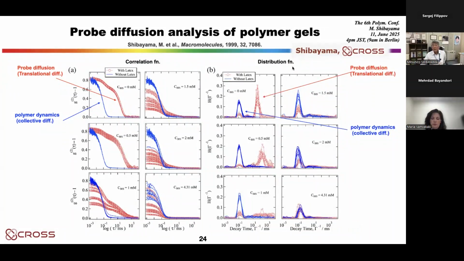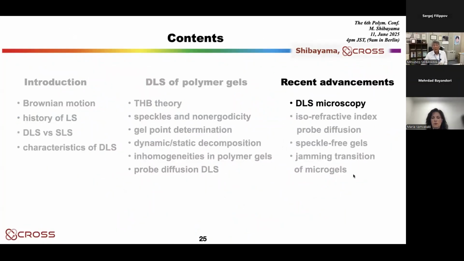They show the distribution function. This is more interesting. Here, it survives irrespective of the cross-linker concentration, but the probe diffusion, like starting particles, gets slower and then they disappear. So this means because of the cross-linking, the polymer probes cannot move. So the distribution function analysis, in a sense, is much more sensitive or superior to the correlation function analysis. Only collective diffusion is observed at high cross-linker concentration.